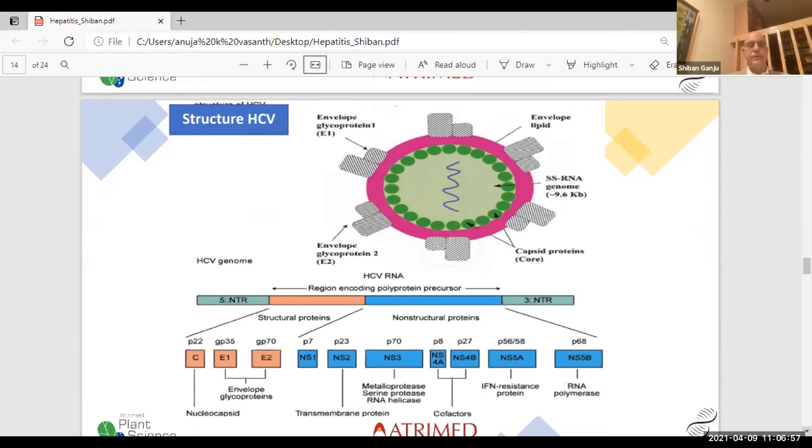This virus is a small one. It has 10 proteins, and 3 of them are structural proteins shown in orange, and there are about 7 non-structural proteins. Now, this is important because our antiviral therapy is directed towards the non-structural proteins of this virus, shown in blue here. Next slide, please.